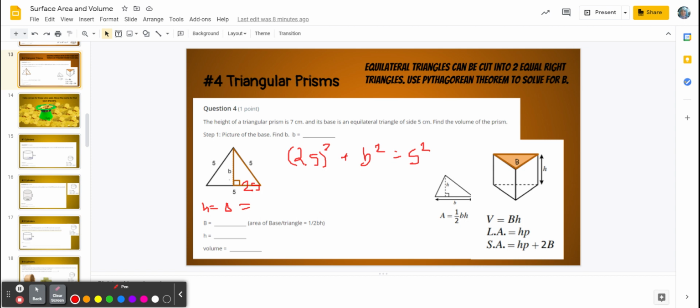It is a B because the B is right here. So that's your variable. That's what you're solving for.